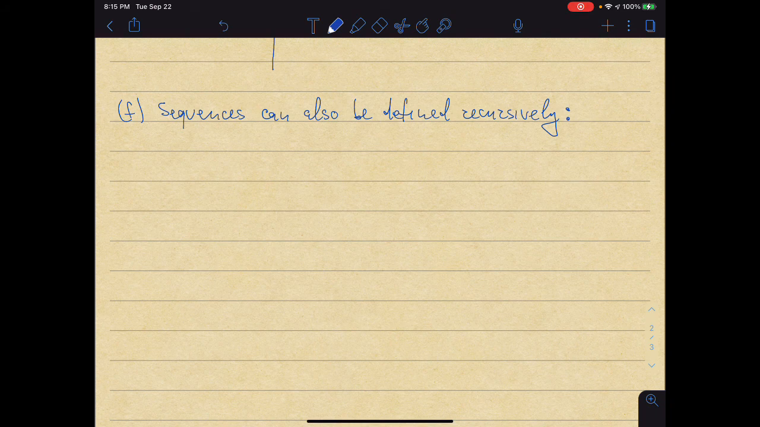So for example, let's take S1 to be 1, and then Sn plus 1 is equal to, let's say, 2Sn plus 3. And this is true for each n which is greater or equal than 2. Can I then describe how my sequence looks like?